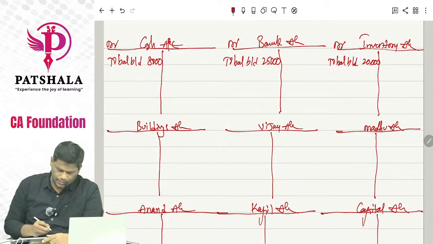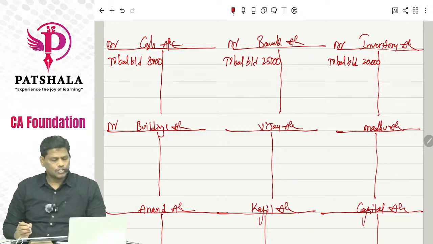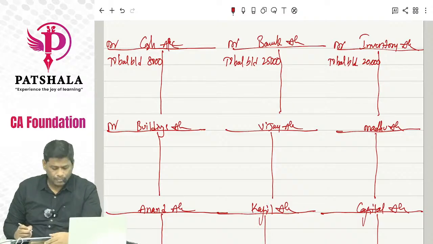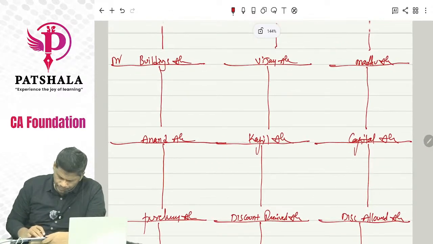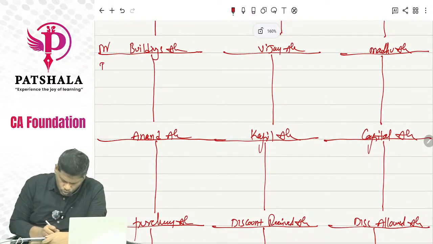Building is what for us? Asset. Asset shows which balance? Debit balance. Go to building and write again on the debit side. To balance brought down. Okay? Write again, to balance brought down. How much for the building?